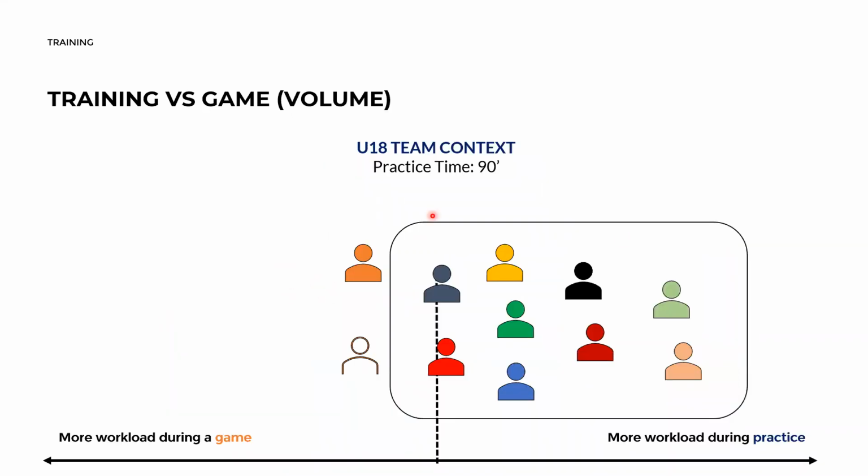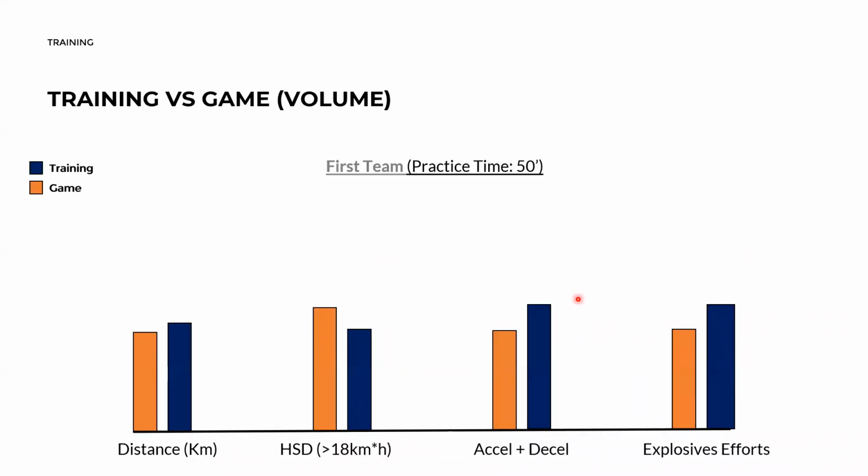So as we can see, it will depend on the type of practice and how much time a player invests on the court during a game. But in general, in this specific contest, for almost every player, a practice supposes more external workload than a game. That's the thing. But if we jump to the first team, there are some differences.